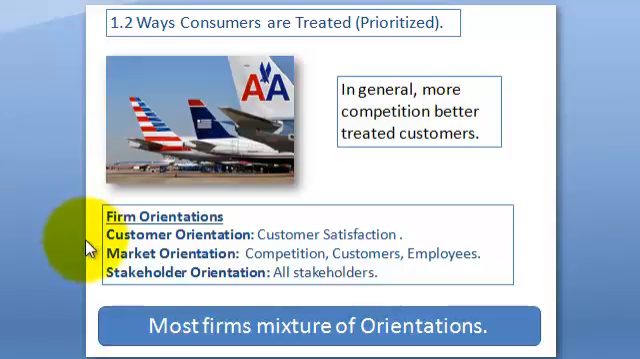Most firms, even though they have a mixture of orientations, lean in their value statements toward one of these three categories. Either they're customer oriented and their number one focus is customer satisfaction, or they have what's called a market orientation where their focus is on competition, customers, employees, or they have what's called a stakeholder orientation where they look at the community, the government, employees, unions, all the stakeholders. Usually they will fall into one of these as a priority, even though they'll do all three.